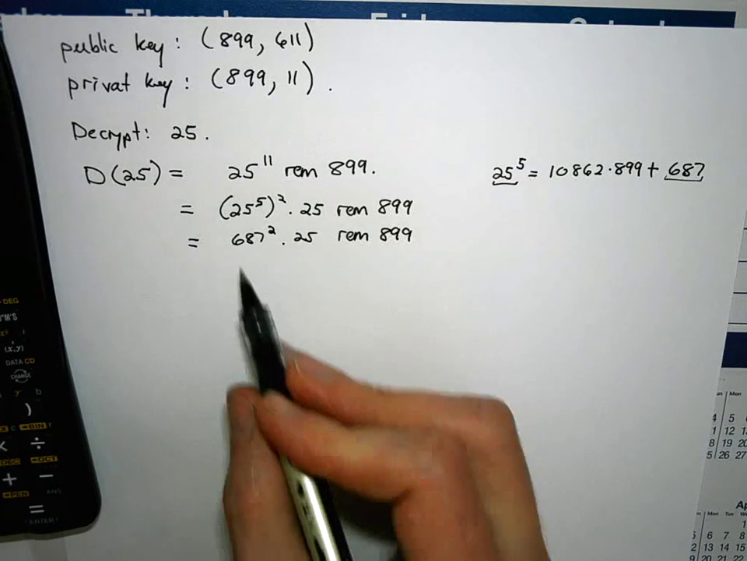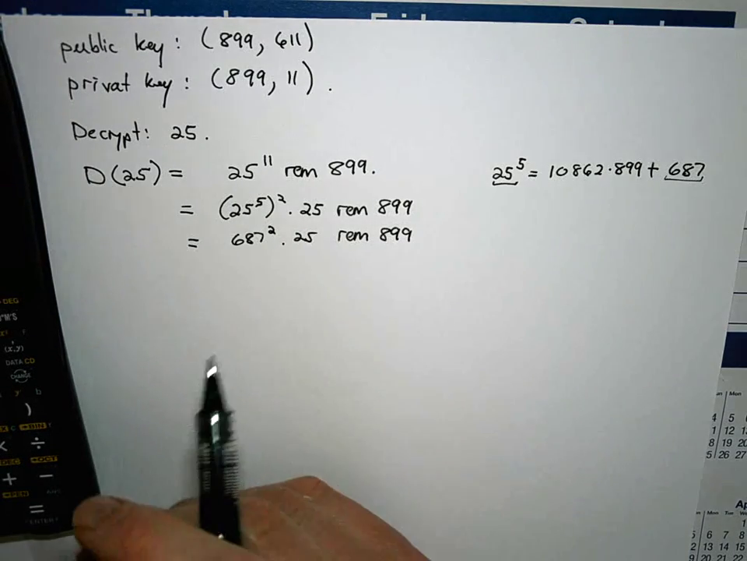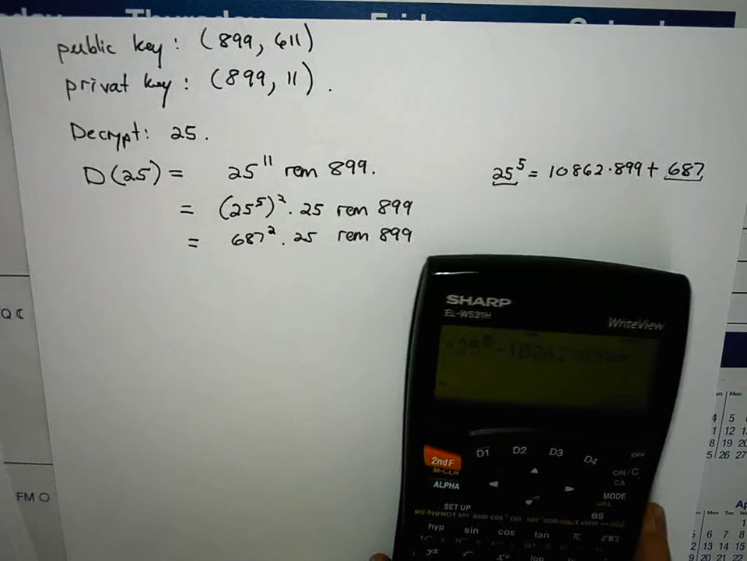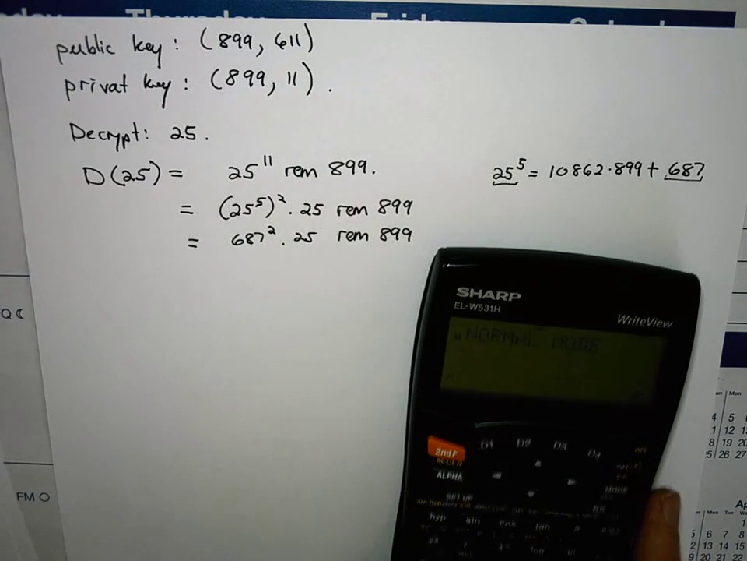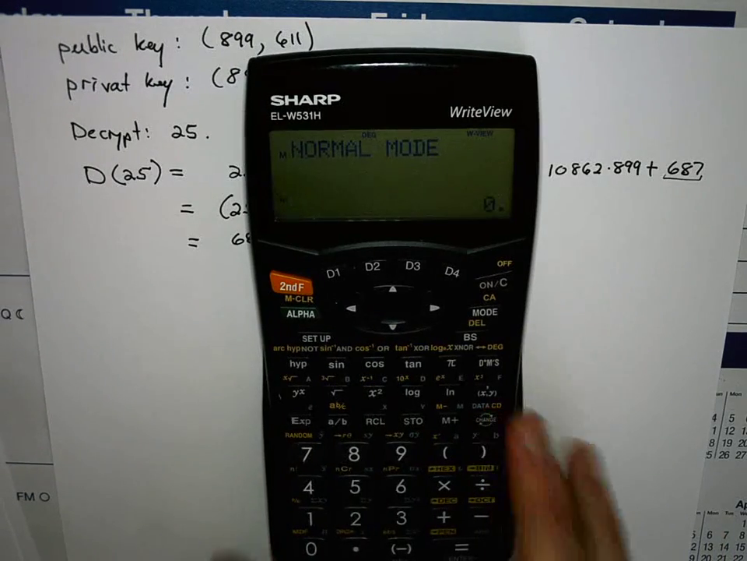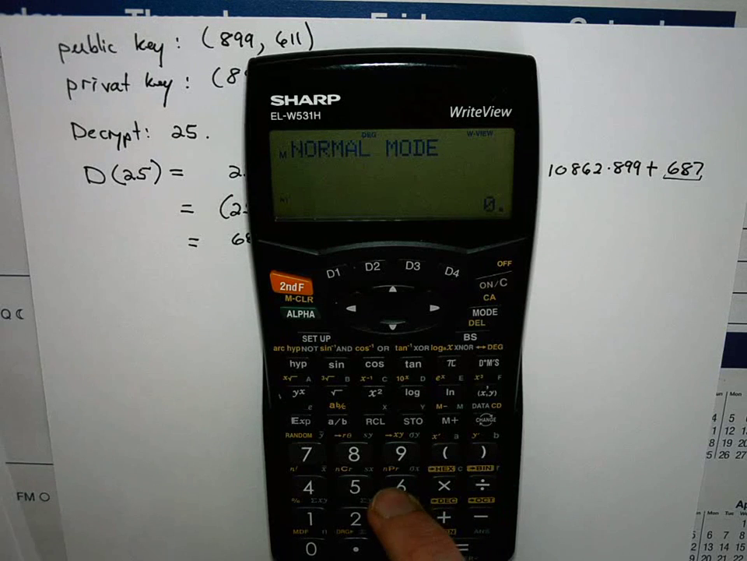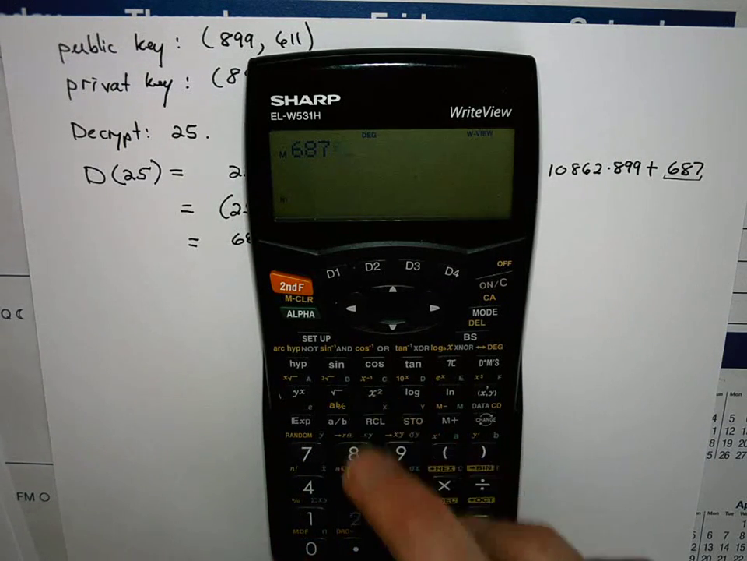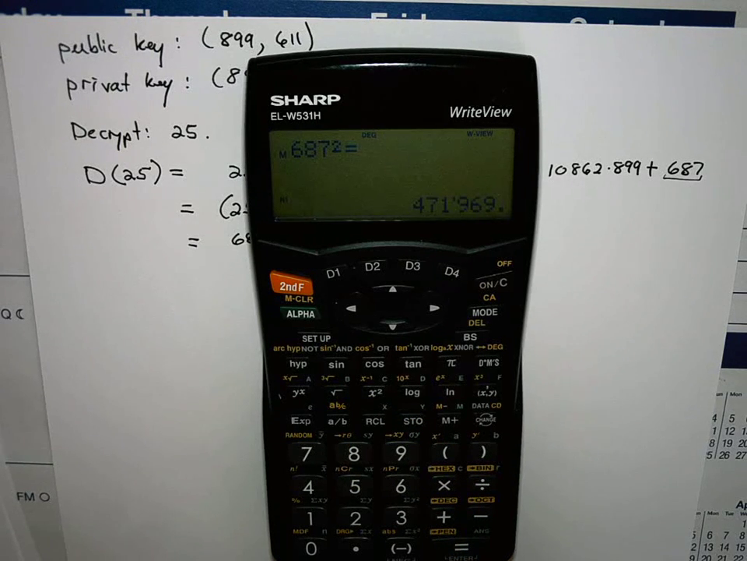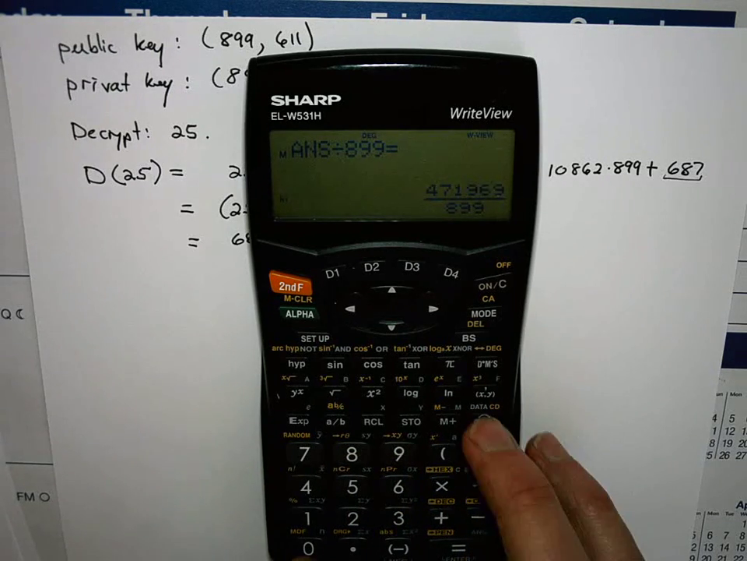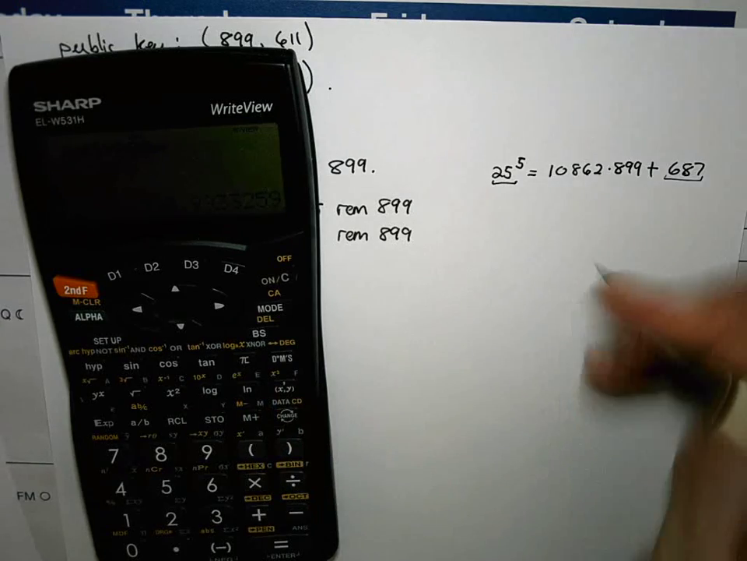This is somewhat smaller, something I'm more likely to be able to handle. So let's look at 687 to the power 2. 687 to the power 2 is equal to that. We can handle that. Let's divide that by 899. 899 goes in 524 times.